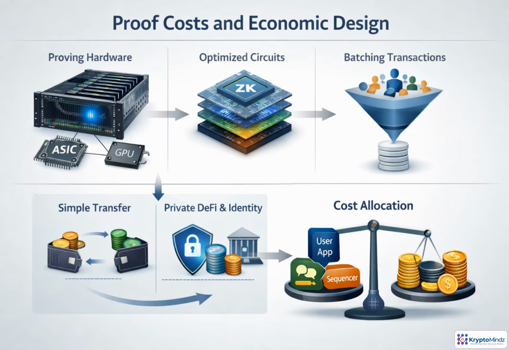Zero-knowledge verification can be cheap on-chain, but proving is often where the real cost lives. That cost depends on circuit complexity, hardware, proving system, transaction volume, and latency expectations. Batching spreads proof generation across many users, lowering per-transaction fees, but it can also add waiting time. Simple transfers are easier to prove than private DeFi or rich identity claims. That means every ZK protocol needs an economic design: who pays, who operates provers, and what incentives keep proofs reliable.